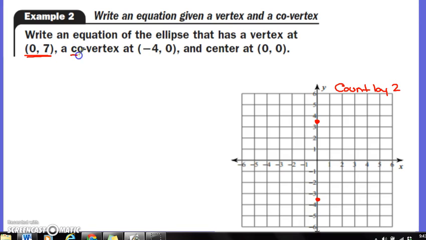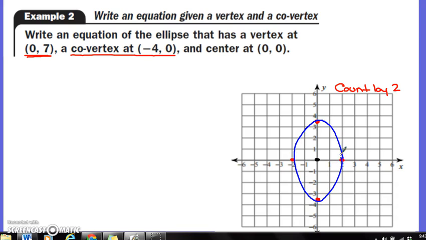Then your co-vertex is at negative 4, so 2, 4. And then it has to be positive 4 as well, because it has to be an ellipse. It says your center is (0, 0). So graphing it becomes the easiest part. We're just going to graph like this.